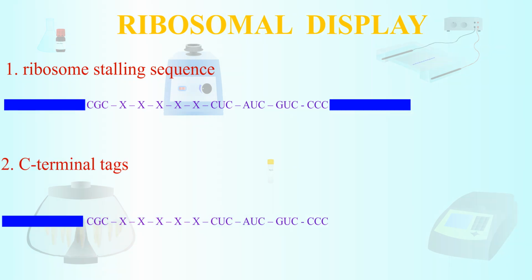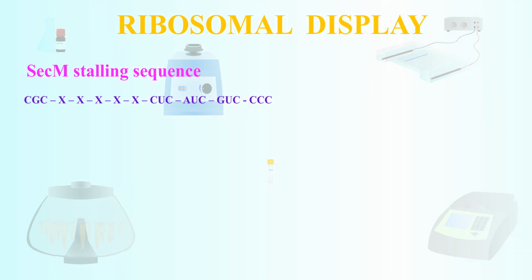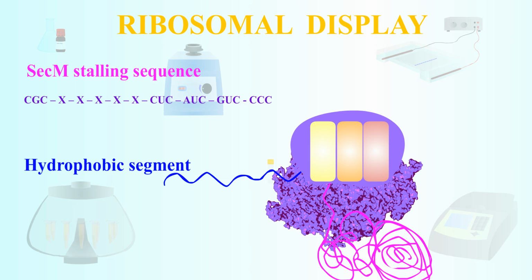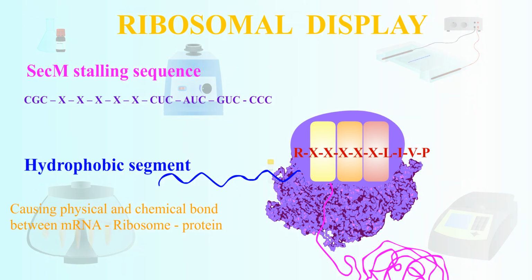2. By the addition of C-terminal tags. For example, SecM stalling sequence. The specific amino acid sequence within SecM that causes ribosomal stalling is often a hydrophobic segment followed by a series of residues that promote the pausing of translation. In many cases, this sequence includes a stretch of hydrophobic amino acids that is inserted into the ribosomal tunnel and disrupts the normal flow of translation. A commonly cited sequence responsible for stalling is RXXXXXLIVP. These tags can create a physical or chemical bond between the peptide and ribosome.